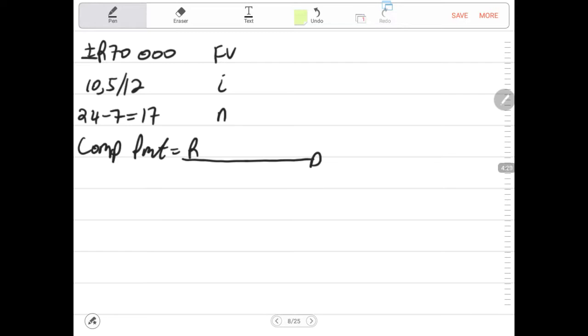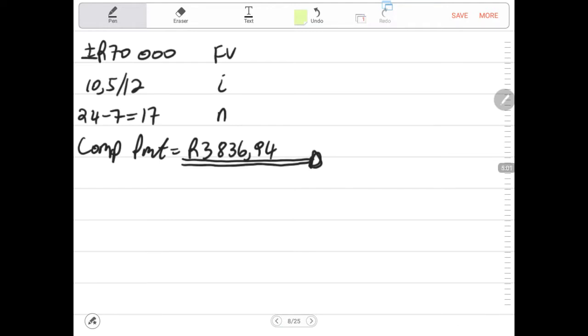So don't forget second function, alpha, 00 to clear the calculator. Plus minus 70,000 rands is the future value. 10.5 divided by 12 is the interest, and 17 is n. We compute PMT. So that means every month they need to pay 3,836 rand 94 cents, starting from month number 8 up until month number 24, which is 17 payments, and these payments are compounded, earning interest monthly.